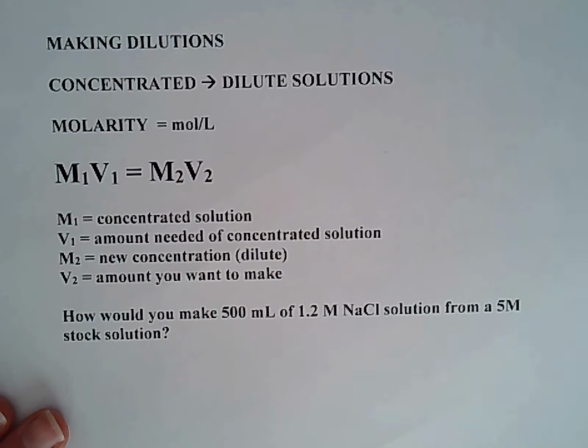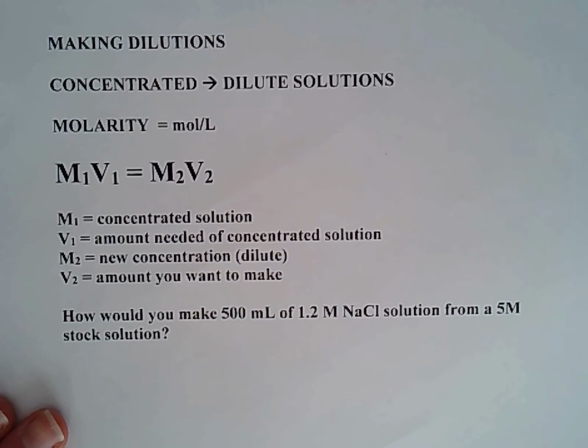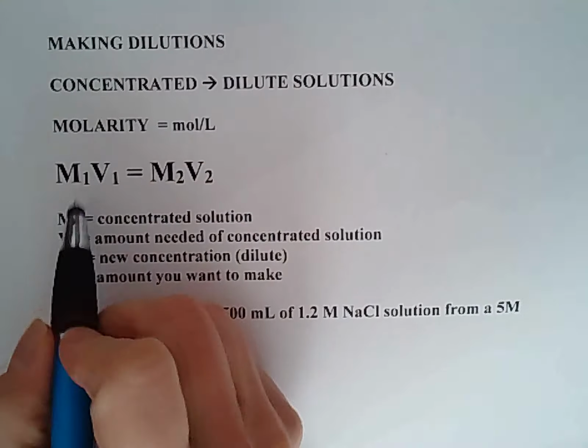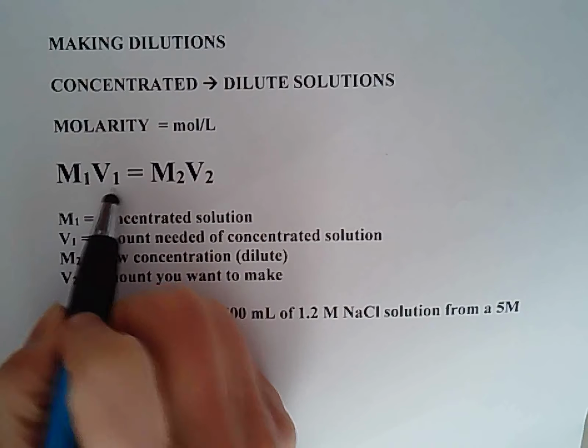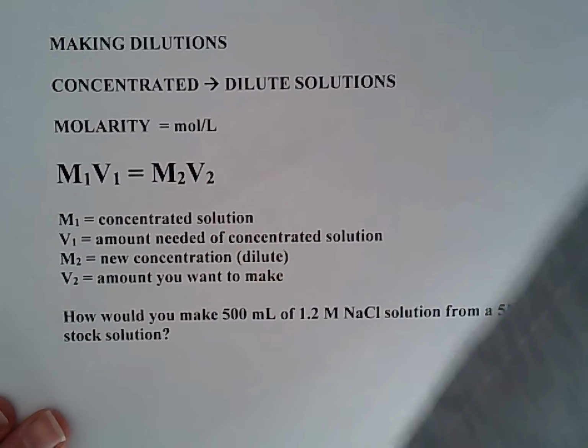So again, a dilution is exactly what it sounds like. I'm going to put in some more water and make it less concentrated. If you think of something like a Gatorade or any kind of soda, if I were to put more water in it, it would taste diluted. It would not have as much flavor as it once did. So we're going to use a very common equation that chemists use. It's M1V1 is equal to M2V2.